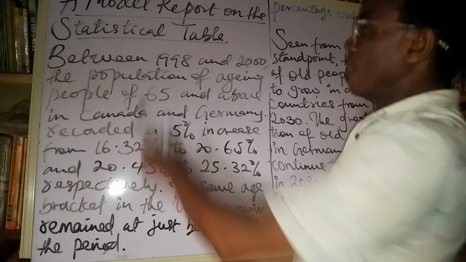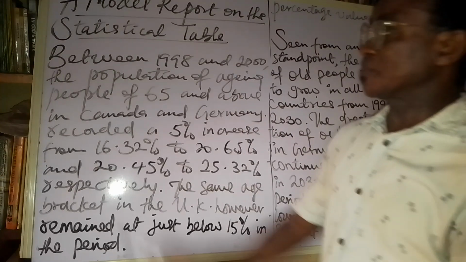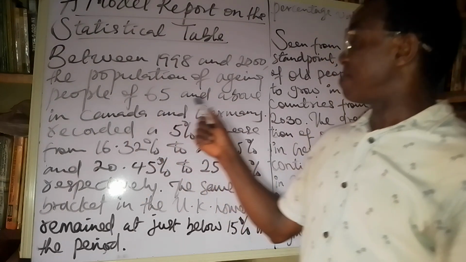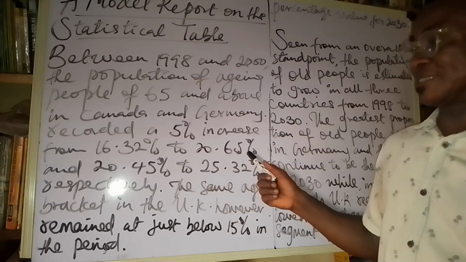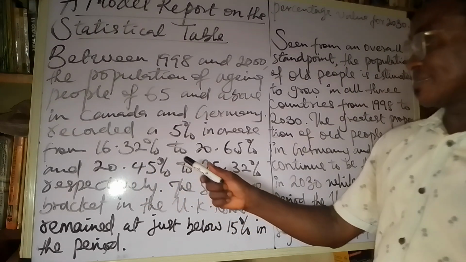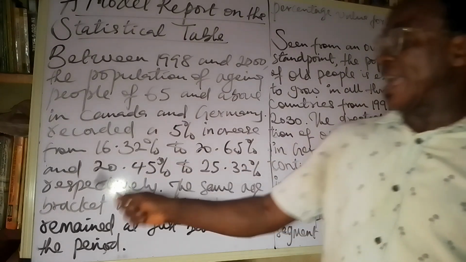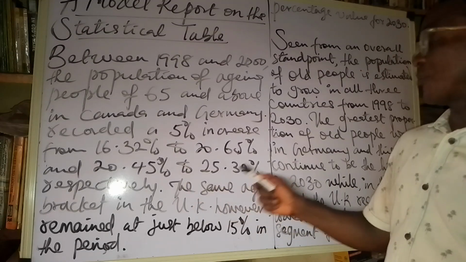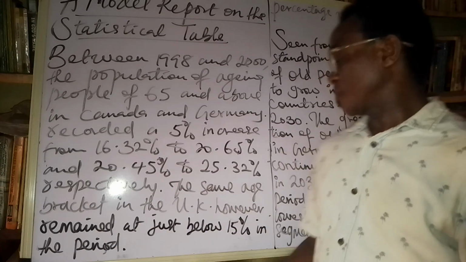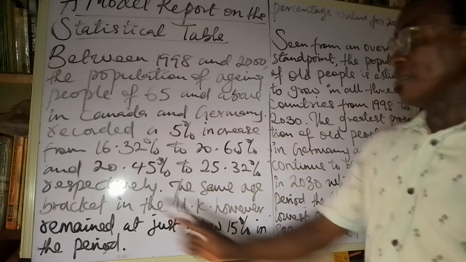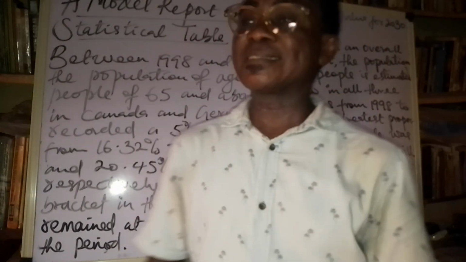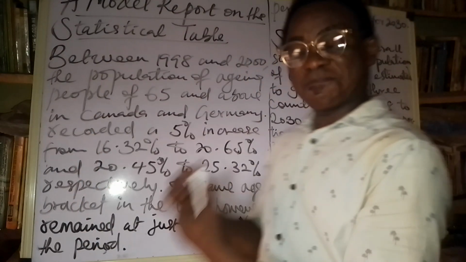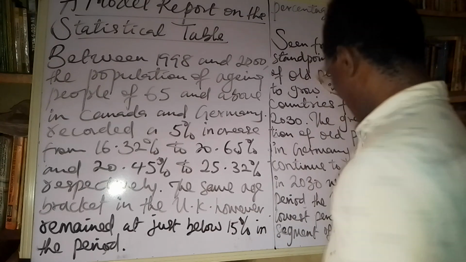The third paragraph says, between 1998 and 2000, the population of Asian people of 65 and above in Canada and Germany recorded a 5% increase from 16.32% to 20.65% and 20.45% to 25.32% respectively. The same age bracket in the UK, however, remained at just below 15% in the period. At this moment, we can now write the final paragraph of our report.